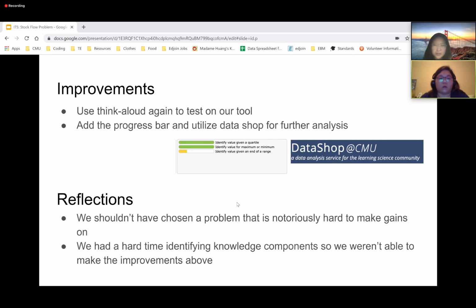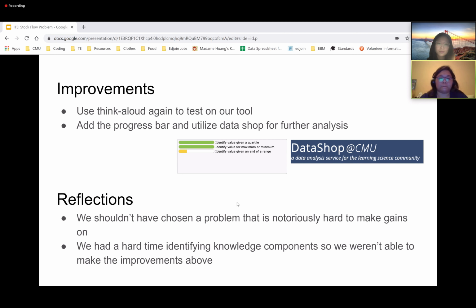So here are some things we can do to improve on our tutor. The Think Aloud test had helped us in finding our focus when designing the tool. If we have more time, it would be great if we can do Think Aloud again to test on our tutor and see how it helps people learn. Also, it would be helpful to add the progress bar and connect our tutor with DataShop. We want to collect more data from our learners' behaviors and see how we can make improvements on the tool design.